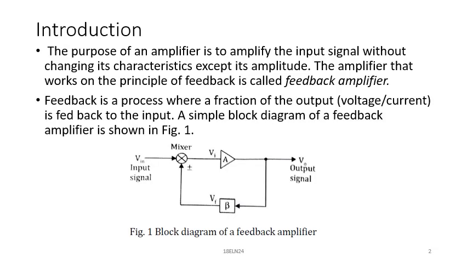So, introduction. The purpose of the amplifier is to amplify the input signal without changing its characteristics except its amplitude. A weak signal is given in terms of millivolts, a small signal, and on the output side you can expect the amplitude in terms of volts. So there is an increase in the strength of the signal. The amplifier that works on the principle of feedback is called a feedback amplifier.